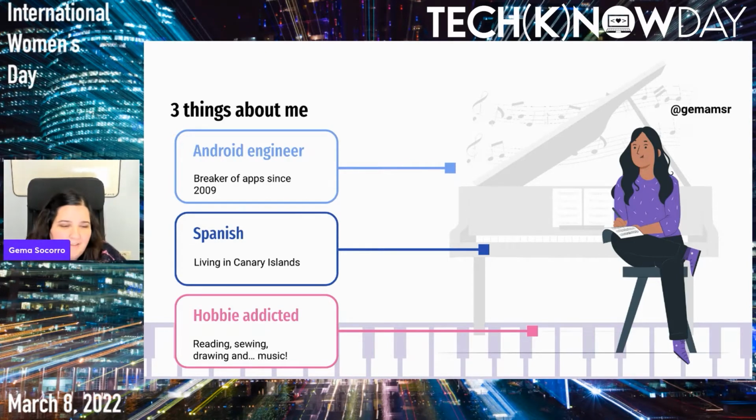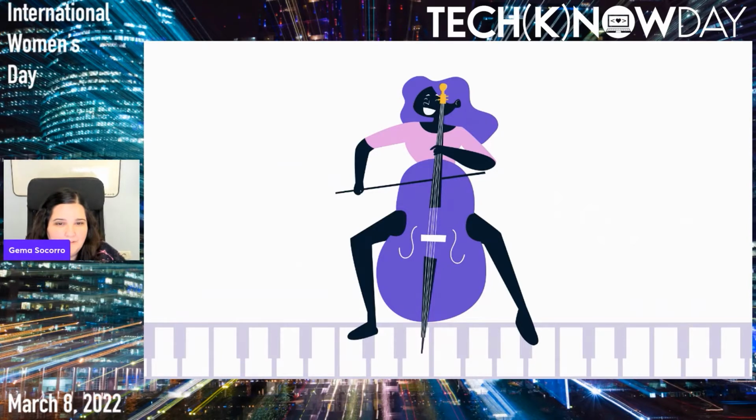And I have to confess that I am also hobby addicted. Yes, I have a lot of hobbies and little time to dedicate to them. I love reading, sewing my own clothes, drawing, and also music. Music has always played a big part in my life, but it wasn't until 2 years ago, when I went to enroll my daughter in the music school, that I ended up enrolling myself. So I started learning to play the cello, which has always been my favorite instrument. And I also had to learn the basics of music theory.